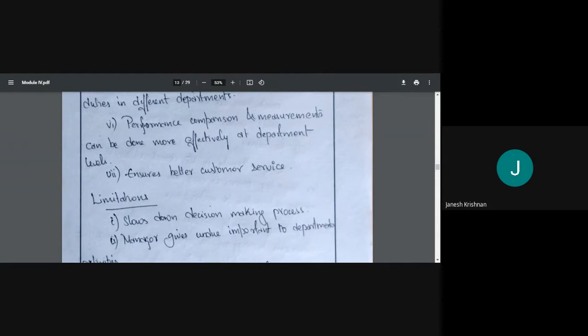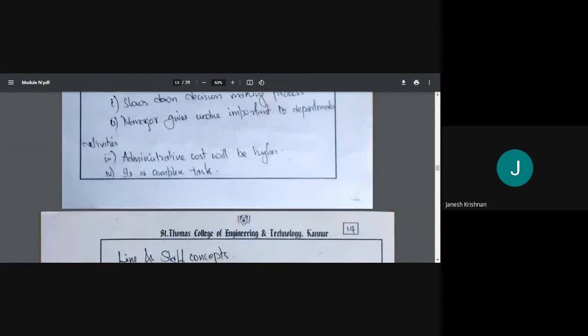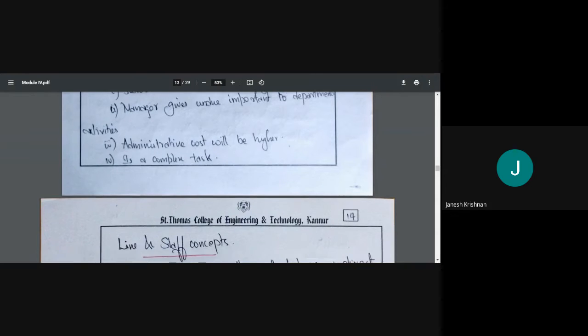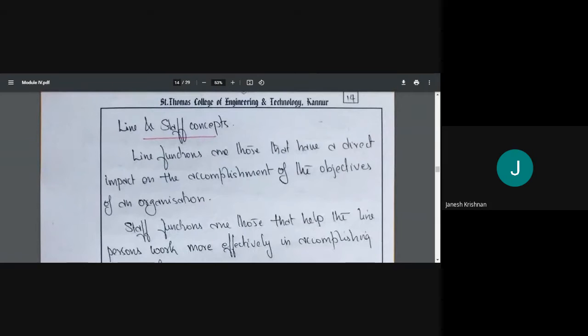Then what are the limitations? It slows down the decision-making process. Then managers may give undue importance to departmentation activities. It might happen. Then as departmentation increases, cost will be more, and departmentation is a complex task. That's about departmentation. One small topic to cover, and we'll wind up for today.